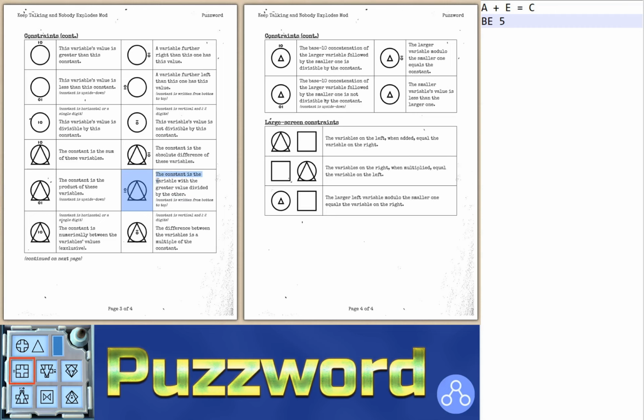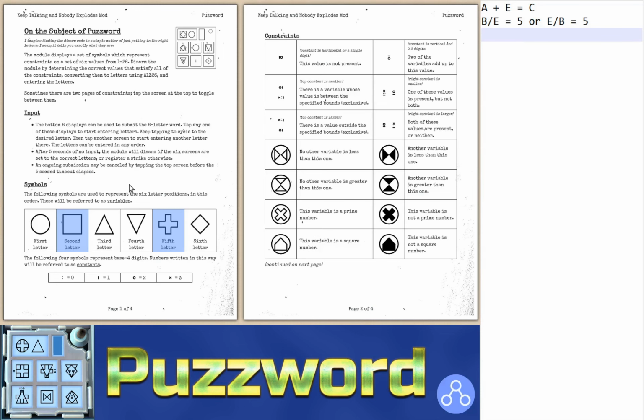The constant is the variable with the greater value divided by the other. Okay, so the variable with the greater value divided by the other. So what this is saying is that it's the quotient. So it's either b divided by e is equal to 5, or e divided by b is equal to 5, whichever is greater.